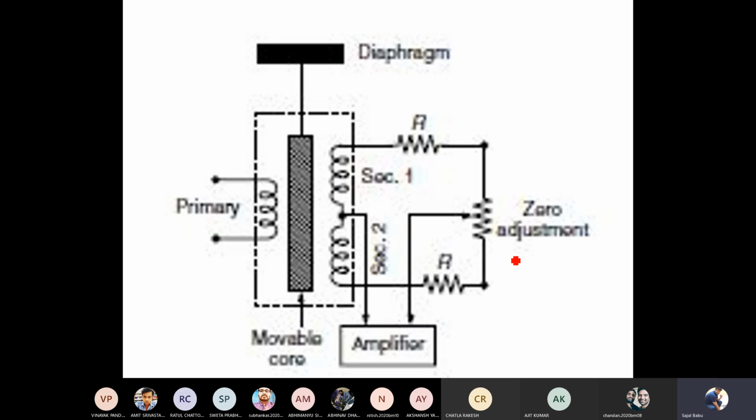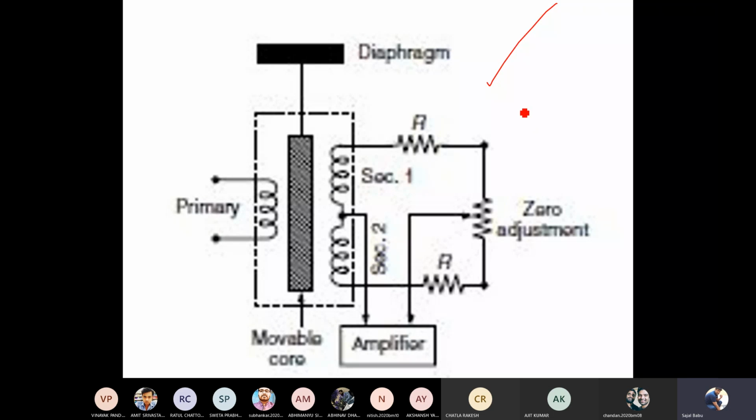If there is any issue in my voice then please let me know. The LVDT is normally used for displacement measurement, and it is one type of transducer, right? This LVDT is used for converting the displacement into an electrical signal, and sometimes it is also used for measuring pressure. So let us see how the LVDT is going to work.